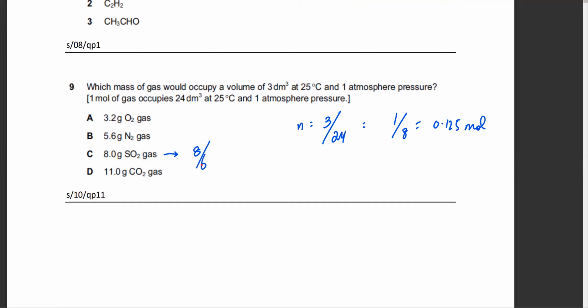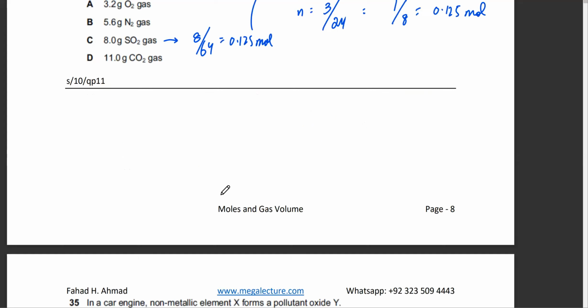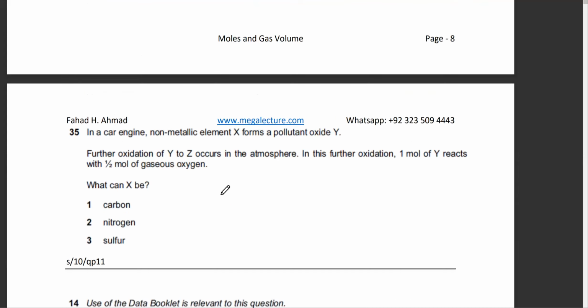8 divided by 64, because 8 is the mass and 64 is the MR, 32 plus 16 plus 16. And that would give you 1/8 moles or 0.125 moles. So that would also occupy 3 dm cube. So C is the answer.